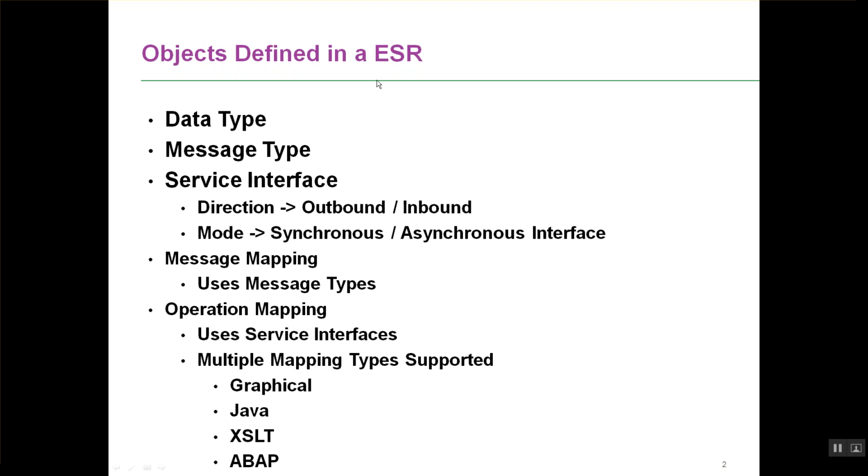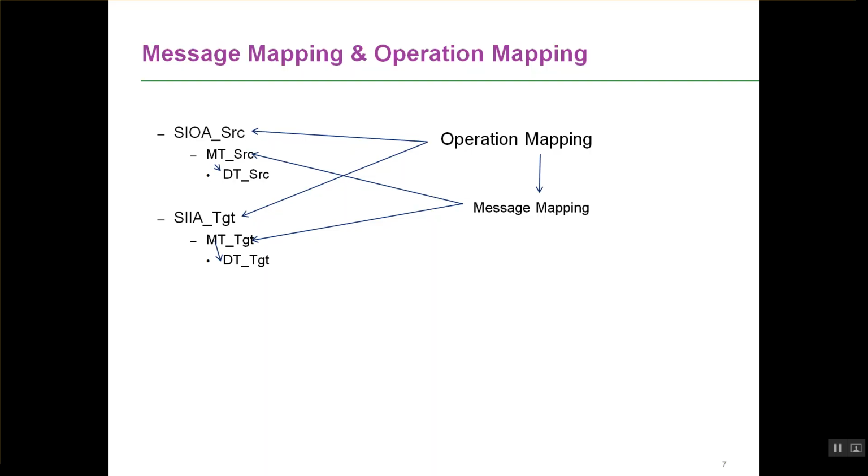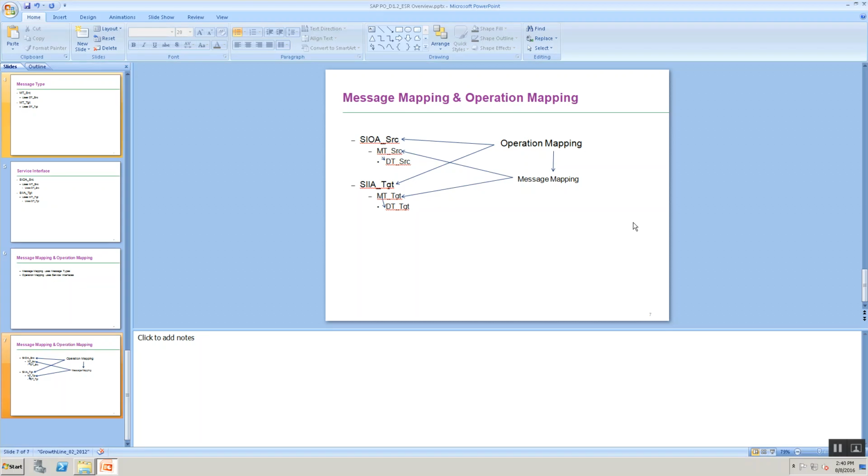You will define two data types, two message types, two service interfaces, one message mapping, and one operation mapping, and with that, your enterprise service repository development will be completed for the file-to-file interfaces. Okay, so let's start our development.